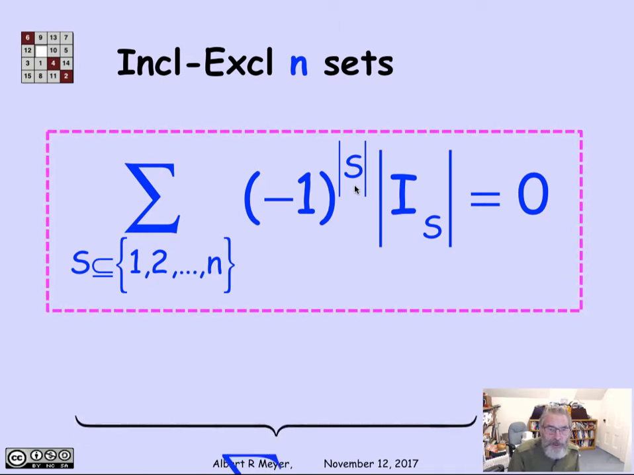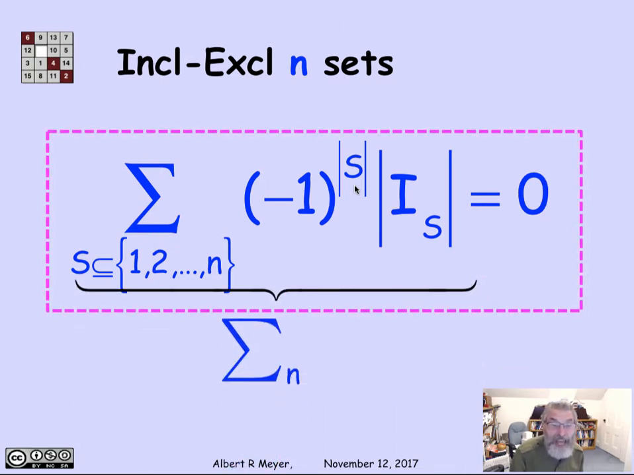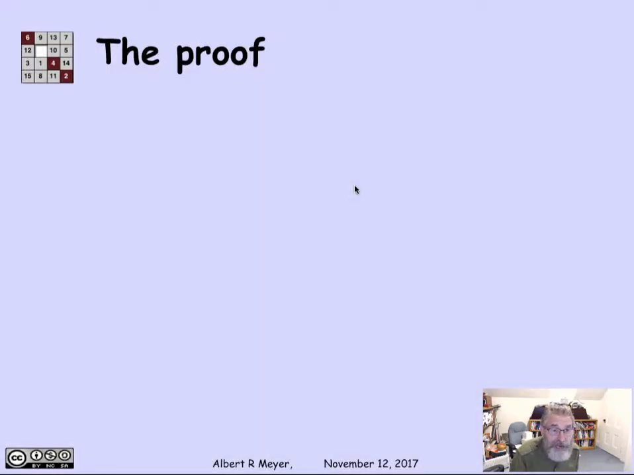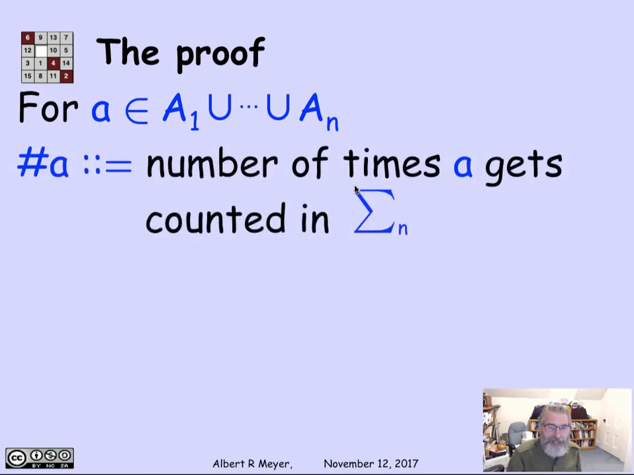And I'm going to call the left-hand side of this sigma sub n, just briefly, so that we can have a name for it that's not writing the whole thing out. Okay, so the strategy of the proof is going to be, as before, we're going to try to get this idea of how many times a given element A is counted in sigma sub n.